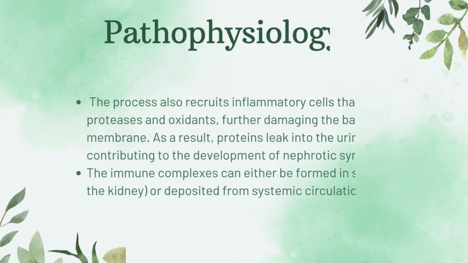The immune response in membranous nephropathy doesn't end with the deposition of immune complexes. These deposits activate the complement system, leading to the formation of the membrane attack complex, which damages podocytes and mesangial cells. In addition, this immune activity recruits inflammatory cells that release proteases and reactive oxygen species, further injuring the glomerular basement membrane. As the structural integrity of the membrane deteriorates, it becomes more permeable, allowing proteins to leak into the urine, resulting in nephrotic syndrome.